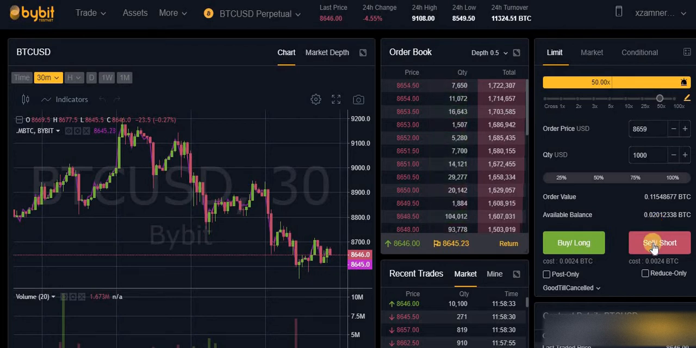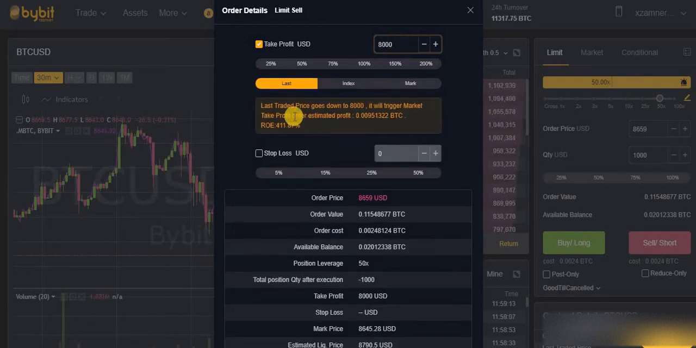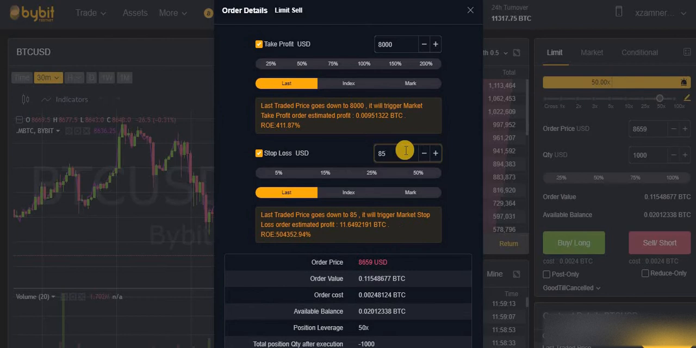So in this example, I'm going to try short sell. So let's short Bitcoin now. My order price is at 8659. I want to take profits at 8,000. Alright, so I just input it right there, 8,000. As you can see, my take profit is estimated at 0.0095 and I want to put a stop loss at 8,500.